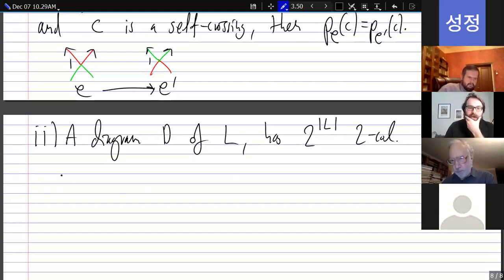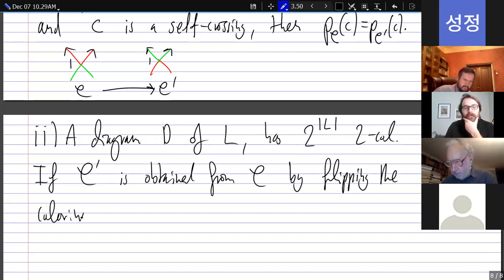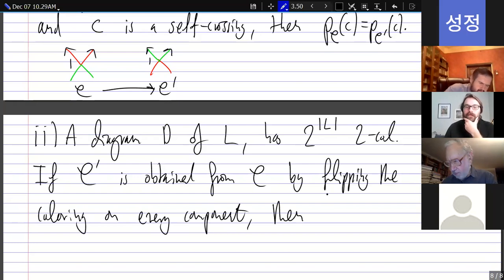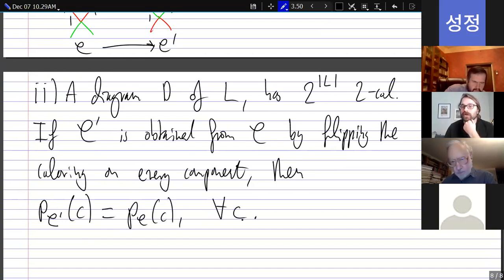Why is that? Because if C prime, which is a 2-coloring, is obtained from C by flipping the coloring on every component, then the parity with respect to C prime of every crossing is equal to the parity with respect to C, and this is for all crossings, not just self crossings, it's for everything.